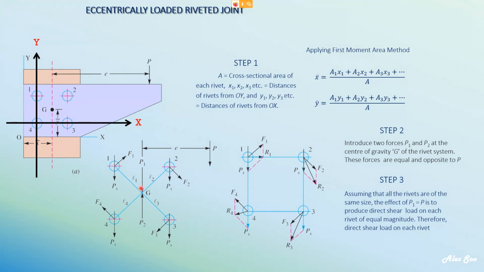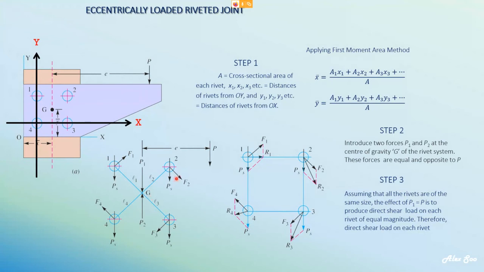So you can see F1 times L1, F2 times L2, F3 times L3, and F4 times L4. They're actually providing us a clockwise direction of rotation, and this causes the rivets to fail secondarily. That means the second possibility that the rivet fails.